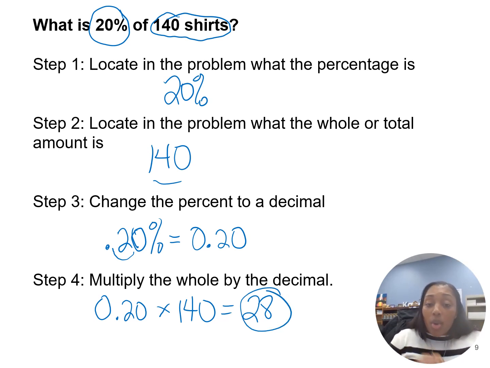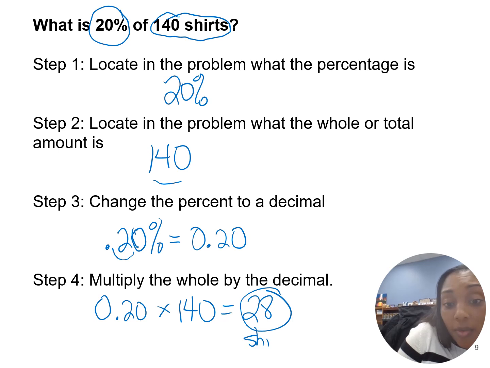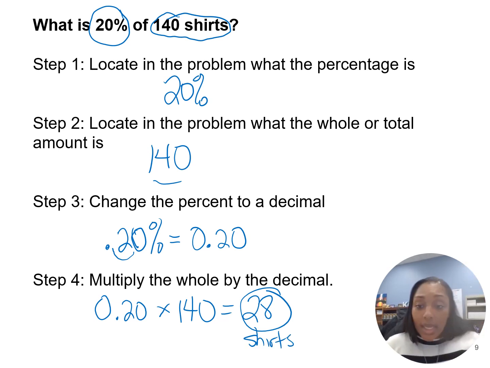So if I want 20% of the shirts, I am asking for 28 of the shirts in your closet. I'm asking for 28. And that makes sense. If I got a ton of shirts, 140, if I want 20%, I'm not going to take a big chunk because 20% is closer to 0. So it makes sense that I'm only getting a few of the shirts compared to how many you have. So 28 is 20% of 140.